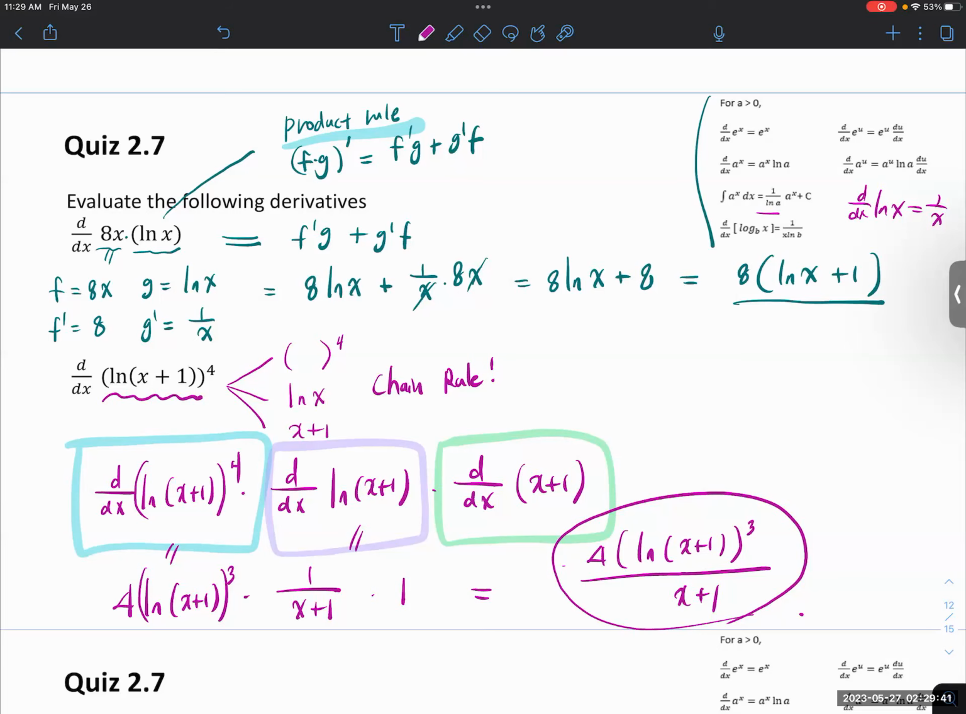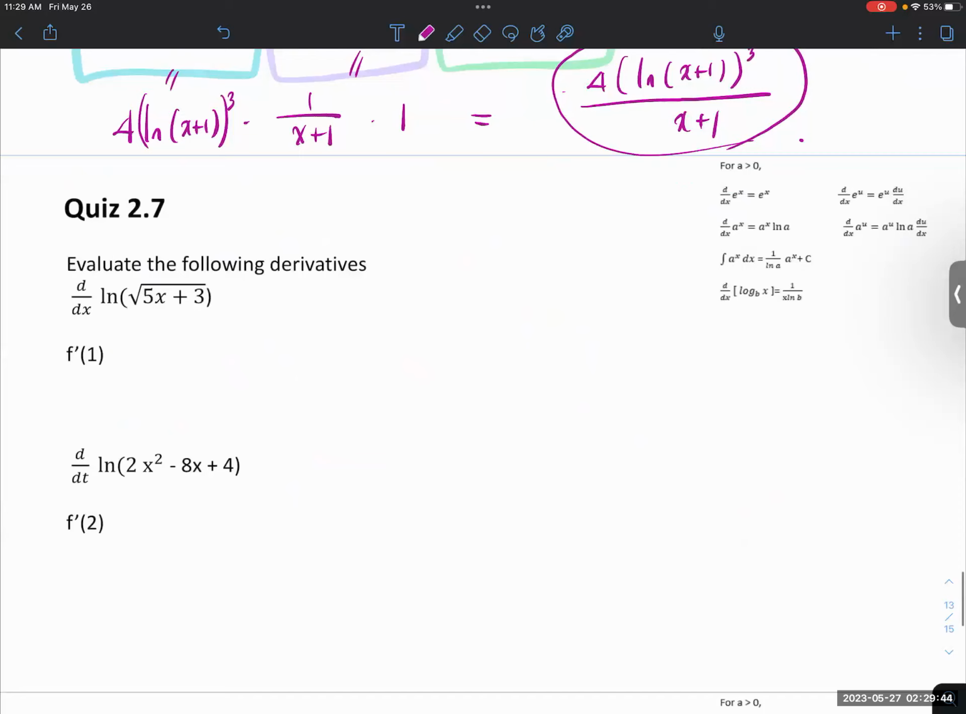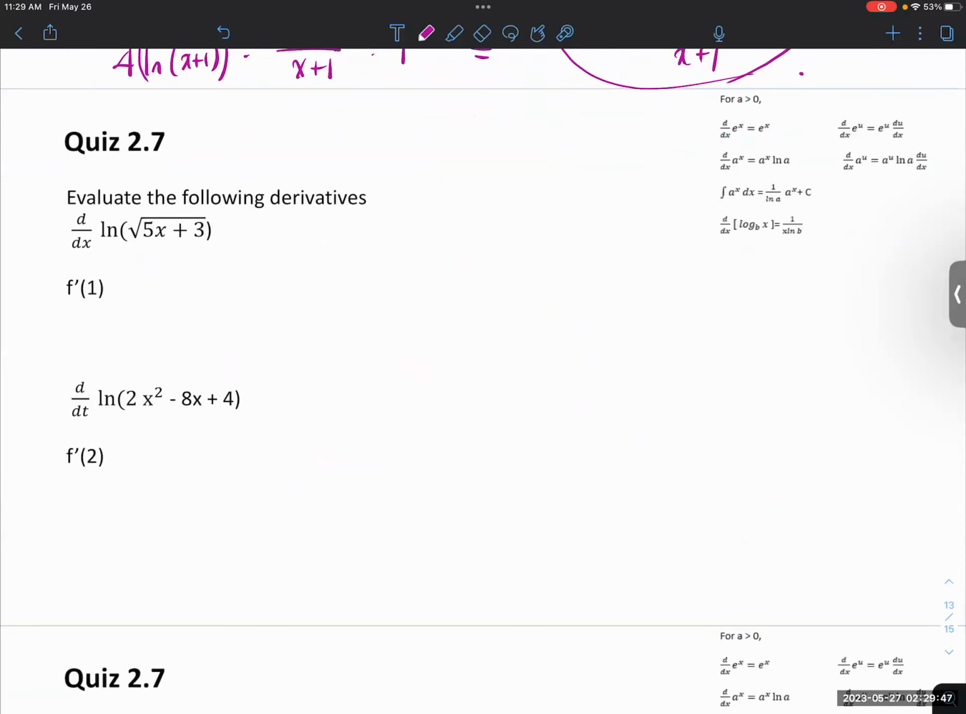Okay, I'm going to do a couple more. This is a quiz of 2.7. I'm trying to help you guys. Okay, this is also the chain rule. Don't you see that? So why? I see ln of radical x, right? We have an ln function, and then you have a radical function that has been subbed into the ln function. So what I'm saying is, if you feel confused, we can just think of it as d over dx of ln (5x plus 3) to the half exponent, because the radical is a half exponent.